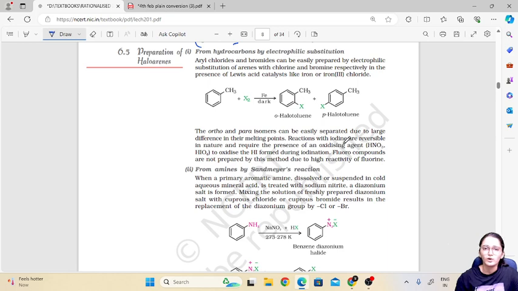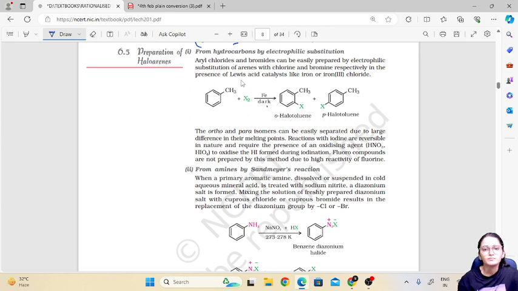Then preparation of haloarenes from hydrocarbons by electrophilic substitution. Haloarenes means to the benzene ring or the aromatic ring there is a halogen attached. So what we do, we take our general toluene compound. To that we add halogen halide. After adding that, we maintain the conditions as iron and in the presence of dark.